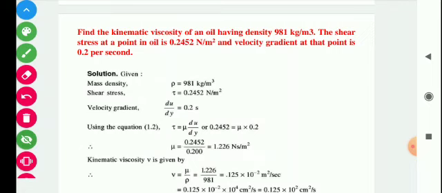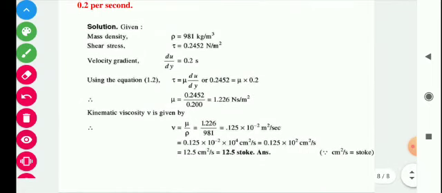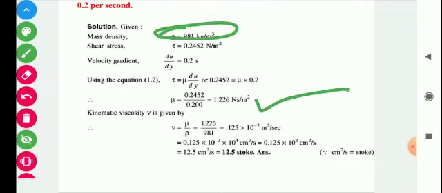Now to calculate the kinematic viscosity, kinematic viscosity nu is equal to mu divided by rho. The mu we have already calculated, and density is given here. So if you use this formula, nu equal to mu upon rho, then finally the value of kinematic viscosity will be 12.5 Stokes.